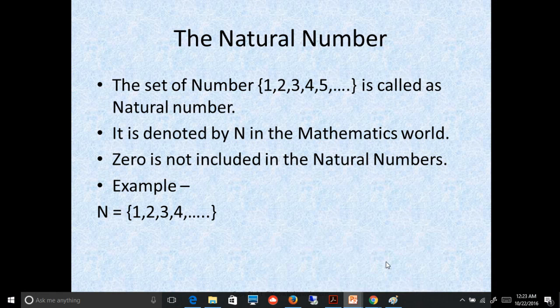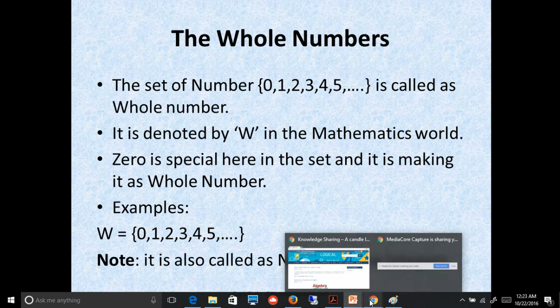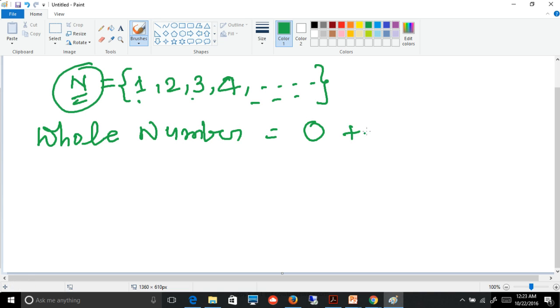I will move to whole numbers. What is a whole number? The set of numbers which are natural numbers and which include 0 as well is called whole numbers, and it is denoted by capital W. Whole numbers are very similar to natural numbers. So we can say in one word, whole number is equal to 0 plus natural numbers.